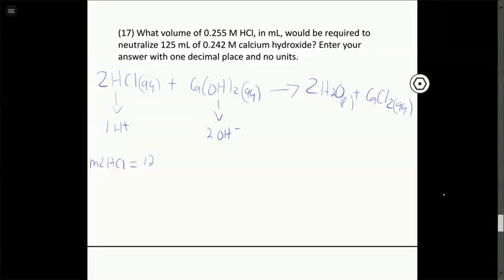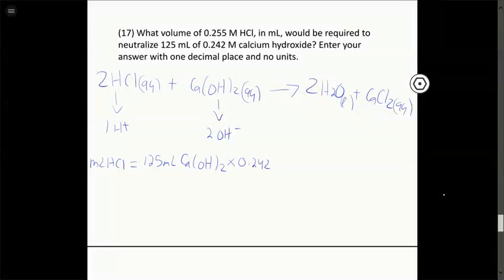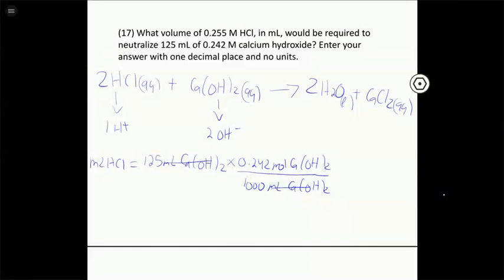We have 125 milliliters of that solution. And remember, when we have volumes and we have molarities, we can use that to find moles. So just like any stoichiometry calculation, the first thing we should think about is calculating moles. So we use the molarity, which is 0.242 moles of calcium hydroxide for every 1,000 milliliters. So that gets us into moles of calcium hydroxide, and then eventually we're looking for the volume of HCl. We have the molarity of HCl, so let's first calculate the moles of HCl.